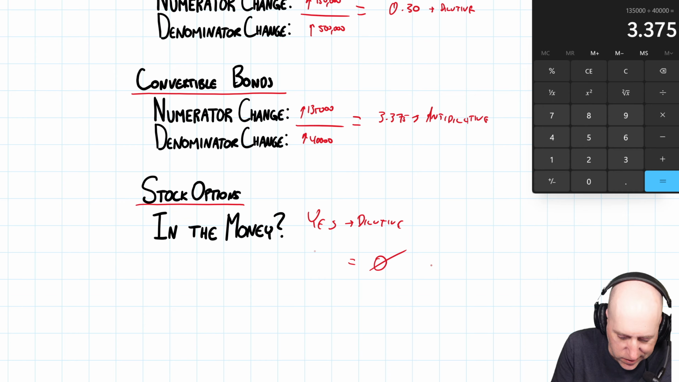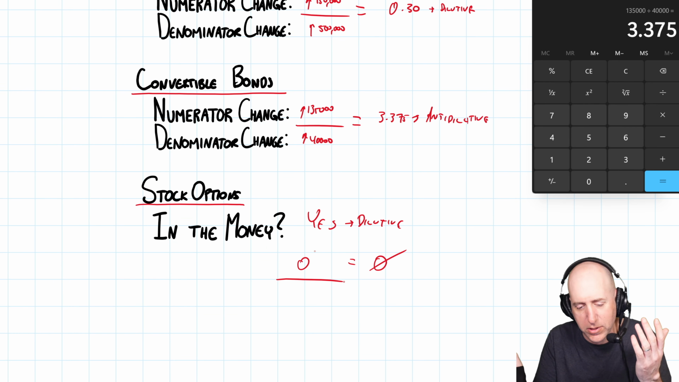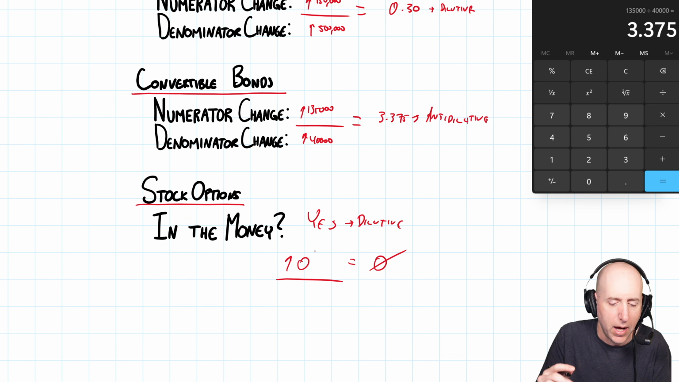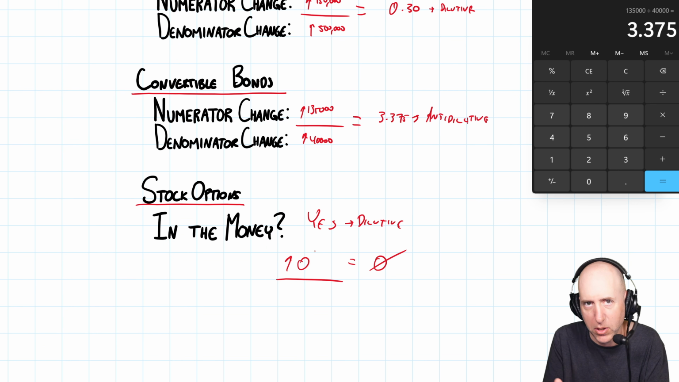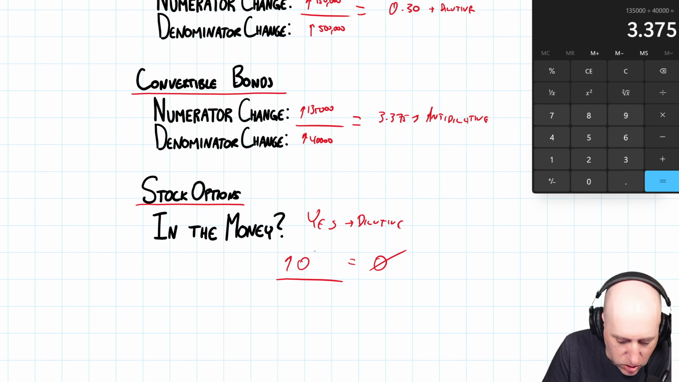So our numerator doesn't change, right? So it's going to be 0 over something, which is why it's a 0, which is why it's the most dilutive, because stock options don't affect your net income or your preferred dividends. An exercise of stock options.